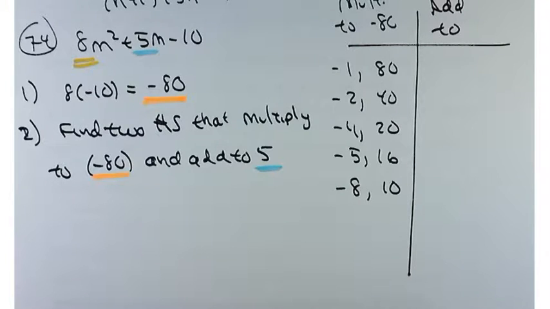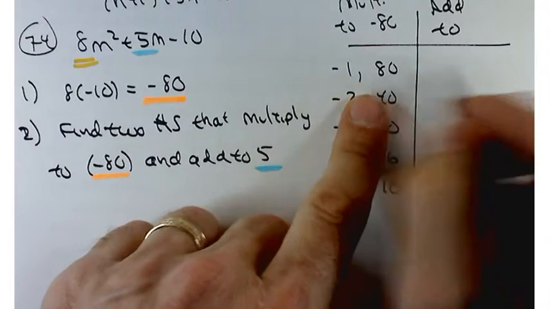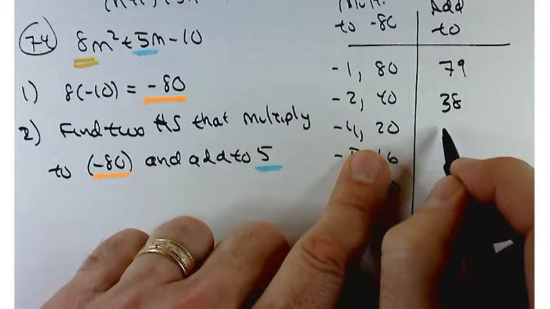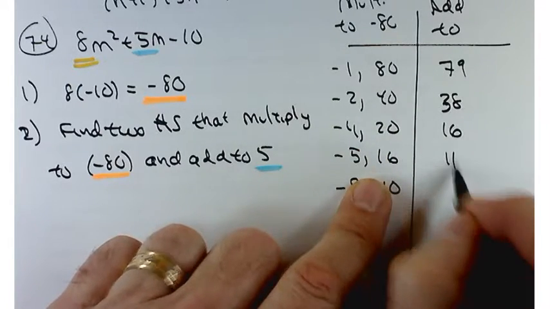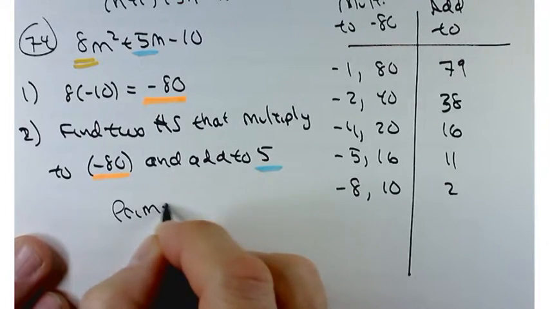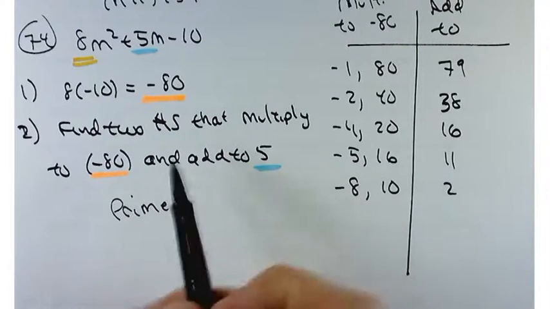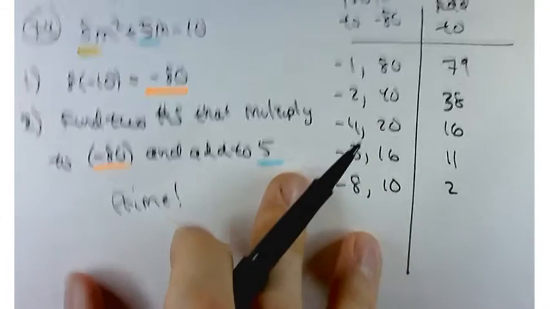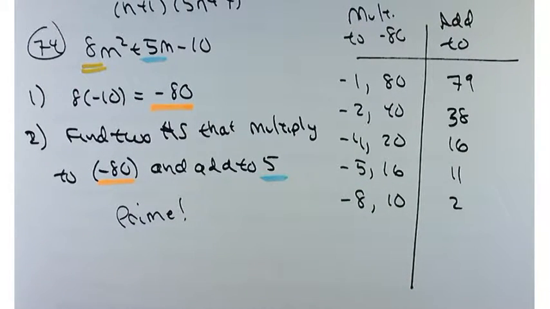What do they add to? These add up to 79, 38, 16, 11, and 2. Did any of them add up to 5? No. That means it's prime. Yay. If you can't find two numbers that multiply to this and add to that middle number, it's prime. And that's what I really like about this method.